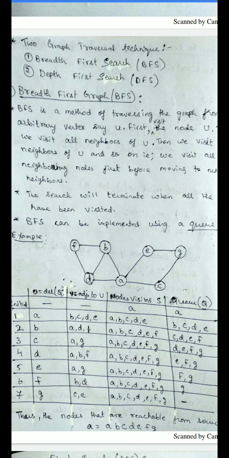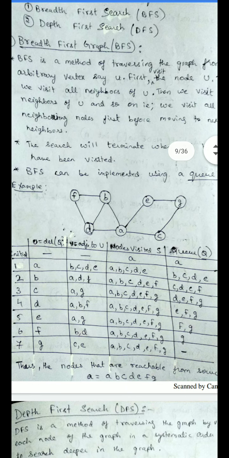Okay, visited nodes are the same, and in the queue you are left with only G. Next, if you take G, neighboring nodes are C and E. Next, all the nodes are visited, and remaining in the queue is nothing. Thus from A you can travel to A, B, C, D, E, F, G. These are all nodes reachable from the source A.